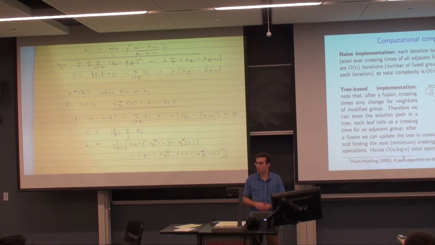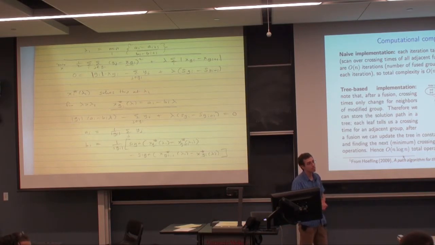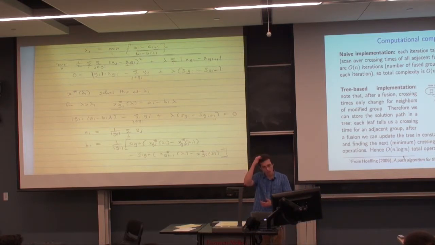Was there a question there? Yeah, that's a good point. So the question was, does log n hold only if the tree's balanced? But I can use something like a red-black tree, which is a type of self-balancing tree, and it'll always be log n.